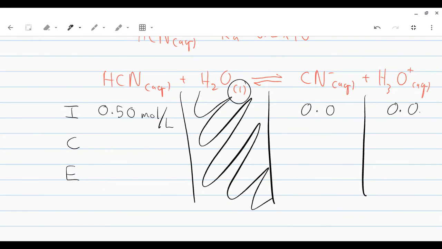We know the hydrocyanic acid is the only thing present, so it has to go down. It will go down by minus x. The others will increase by x. The final concentrations of our two products will each be x.